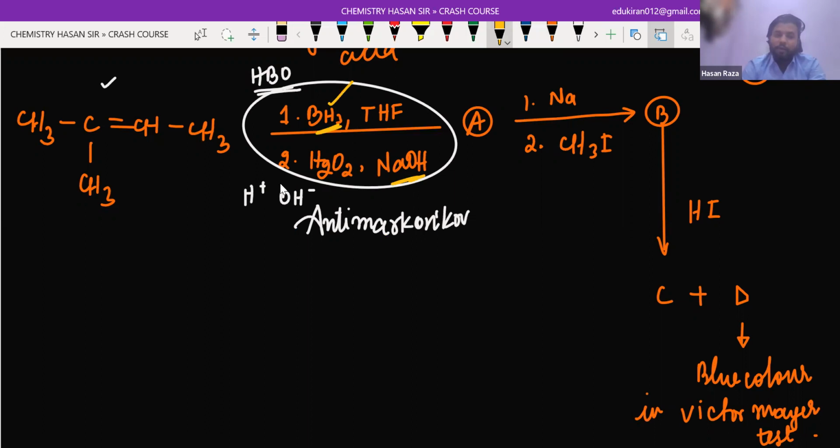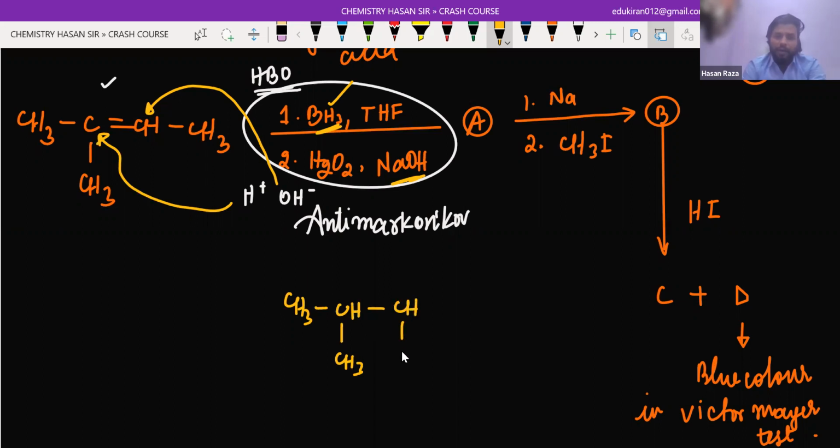So in anti-Markovnikov, the negative part will go to that carbon along the double bond which has the greater number of hydrogens. And the positive part will go to the carbon which has the lesser number of hydrogens. So you can see this will be your CH3 and hydrogen will be added here. And then this will be converted into a single bond and OH will be added here. And this will be your CH3. So the name of the compound, 1, 2, 3, 4, will be 3-methyl butan-2-ol.